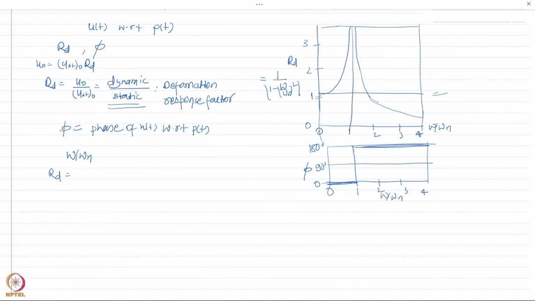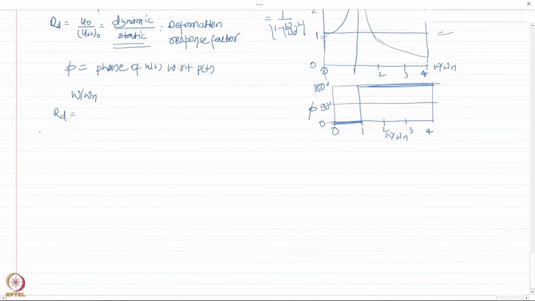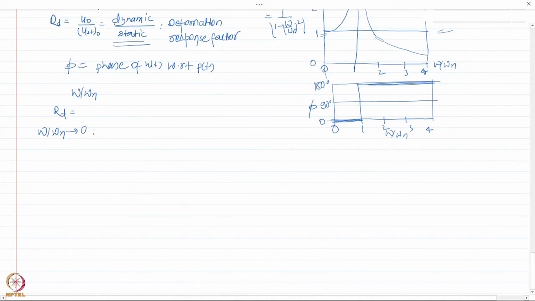So let us consider the first case, where omega by omega n is very small. It means that omega is very small, the applied frequency is very small. When the applied frequency is very small, it means that it is a slowly varying load.